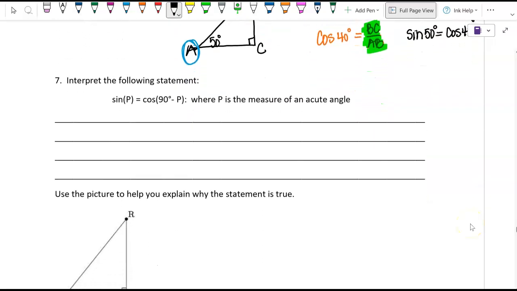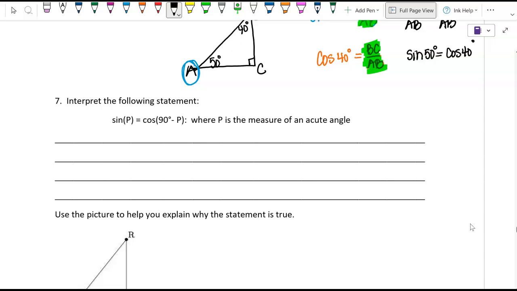And then question 7 asked us to interpret the following statement. The sine of angle P equals the cosine of 90 minus P, where P is the measure of an acute angle. And this is where I was trying to lead you back in question 4, knowing that question 7 was coming up. All of our combinations in question 4, those angle measures, all added up to 90 degrees. So if I know one of the angle measures, I can subtract it from 90 to find the other acute angle measure. And we're going to show why that works.